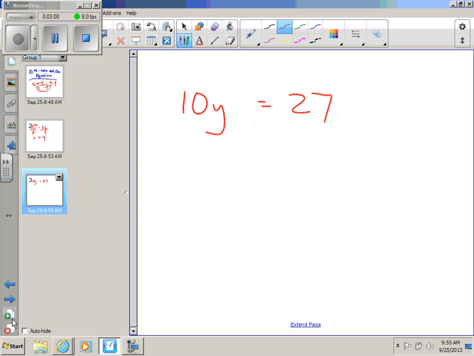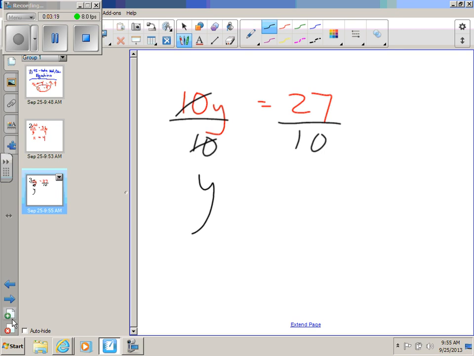10y is equal to 27. So y is being multiplied by 10. The opposite will be to divide both sides by 10. We'll isolate y. Now, 27 divided by 10.